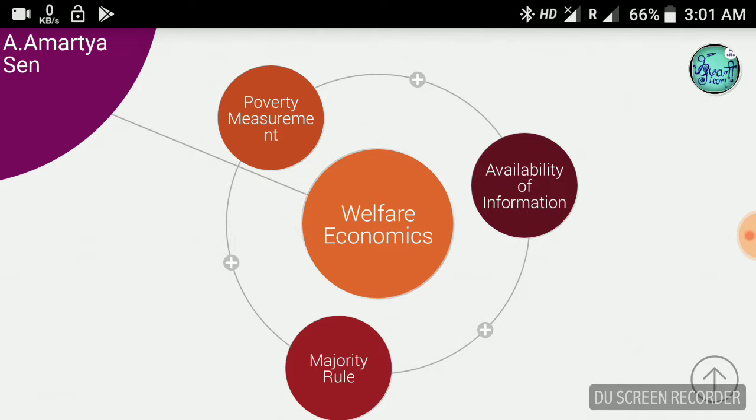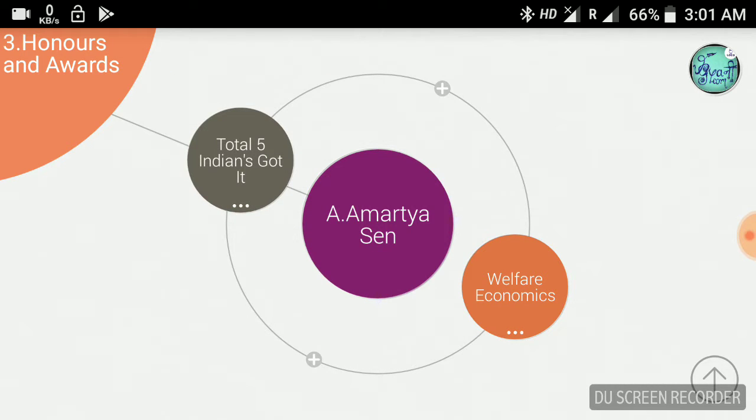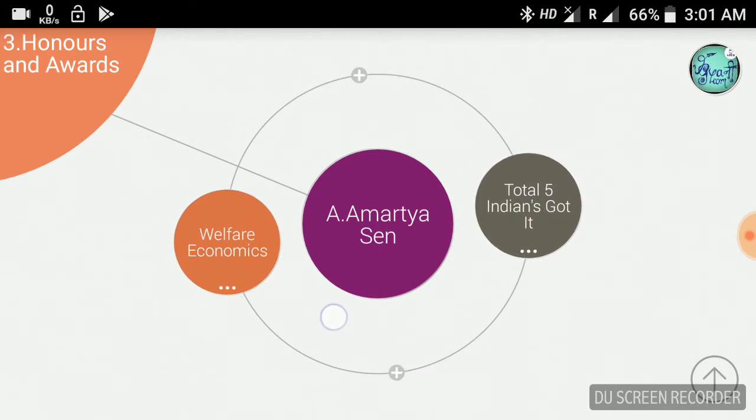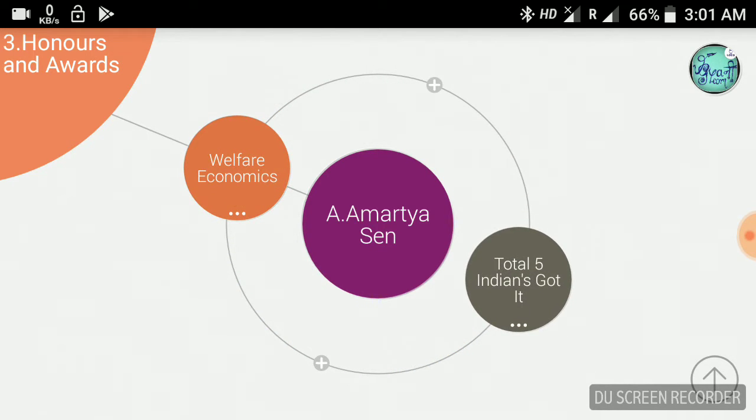Amartya Sen is a very good person who just wants to use economics knowledge in understanding the real problems of society, of the common people, and he just wants to solve them using his knowledge. So, you know, he's such a good man.